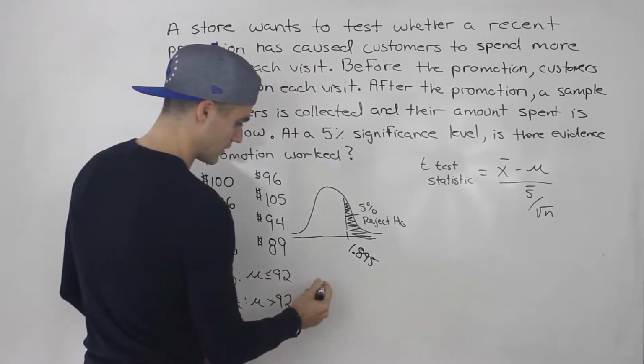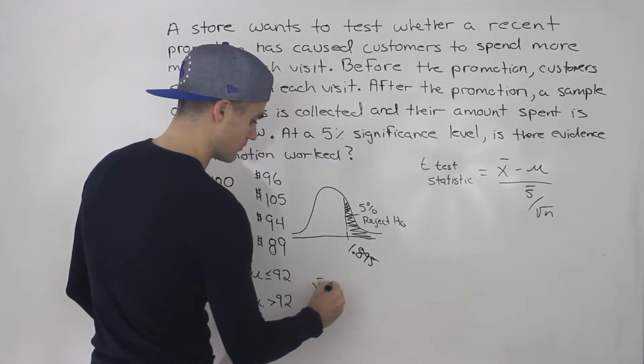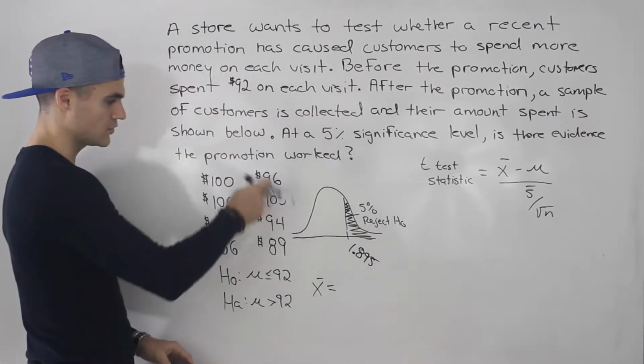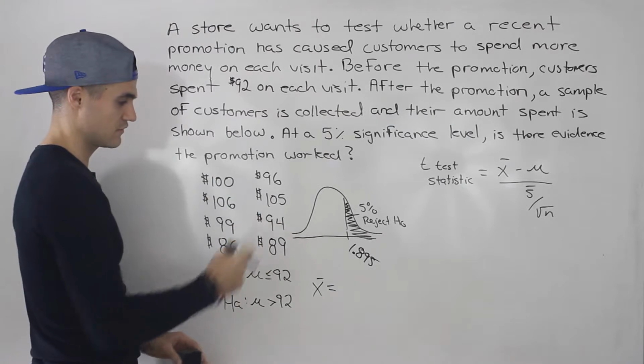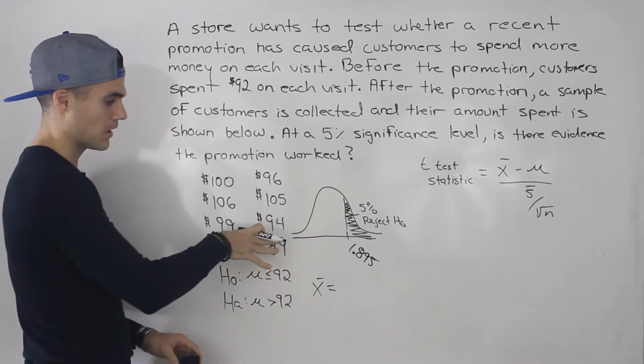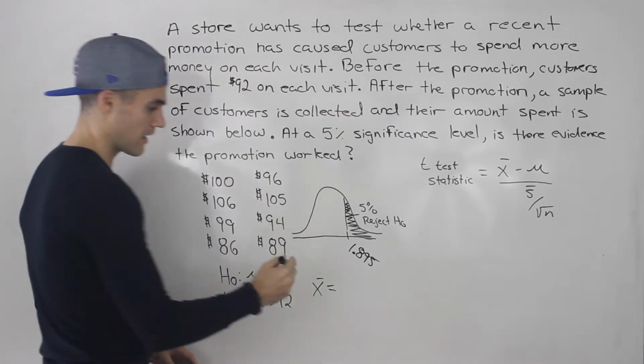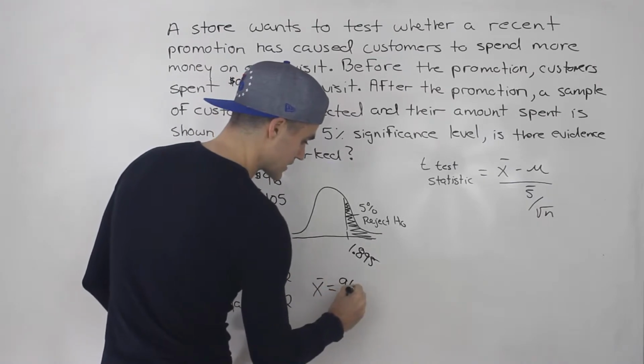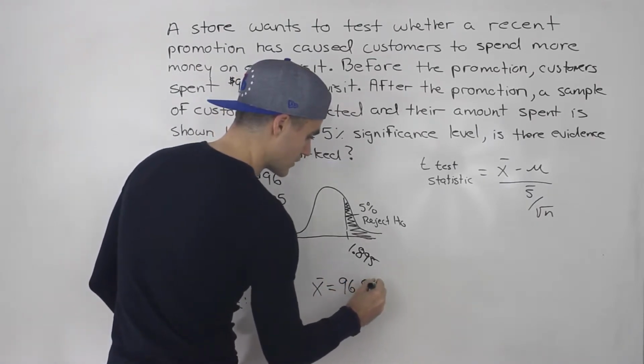And so if you want to calculate the sample mean, you'd basically add all these numbers up, divided by 8. So when you add all of them up, you would get 775 divided by 8. You get 96.875.